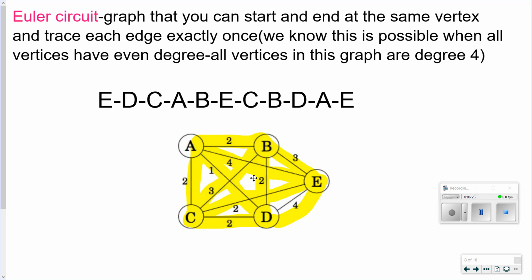And we know this is possible when all the vertices have even degree. I know there's a lot of edges in this graph, but if you count, each one does have 4 edges coming into each vertex. So they are all degree 4. So then we would know it's an Euler circuit. And then I just picked a letter to start at and show how you could go from E, D, C, A, B, E, and then to C, to B, to D, to A, and back to E. So in that highlighted version, I covered all of the edges of the graph and got back to E. So that's the purpose of an Euler circuit.